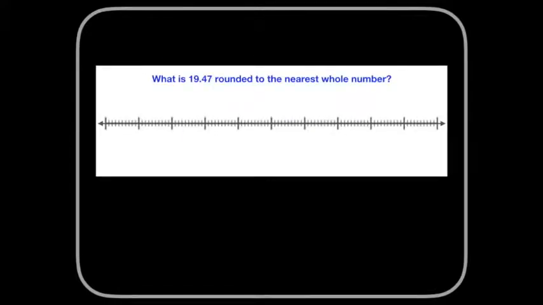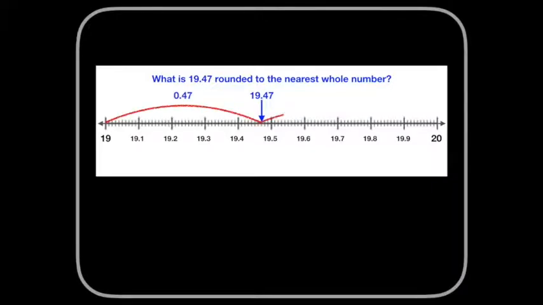First, I need to label my number line. I'm rounding to the nearest whole number, so I need to figure out which two whole numbers are on either side of 19 and 47/100ths. Then, I can label the tenths between those whole numbers. And finally, I can locate where 19 and 47/100ths is on the number line. And I can tell that 19 and 47/100ths is closer to 19 than it is to 20. As a matter of fact, it's only 47/100ths from 19, and it's 53/100ths away from 20.